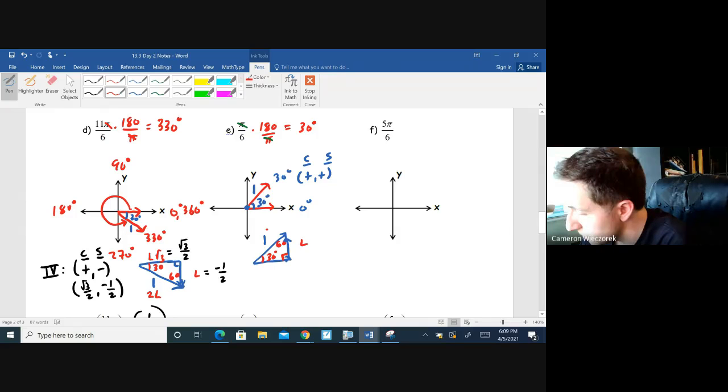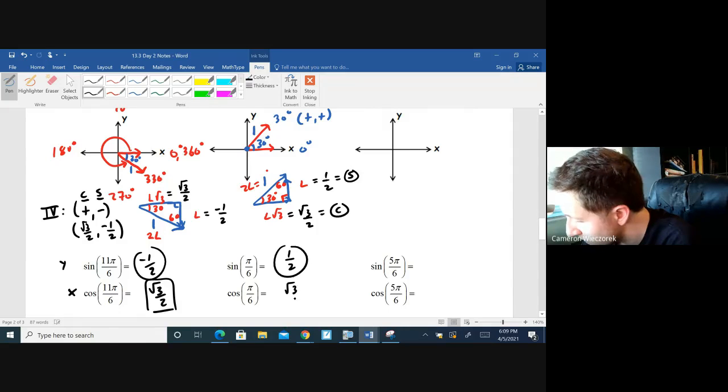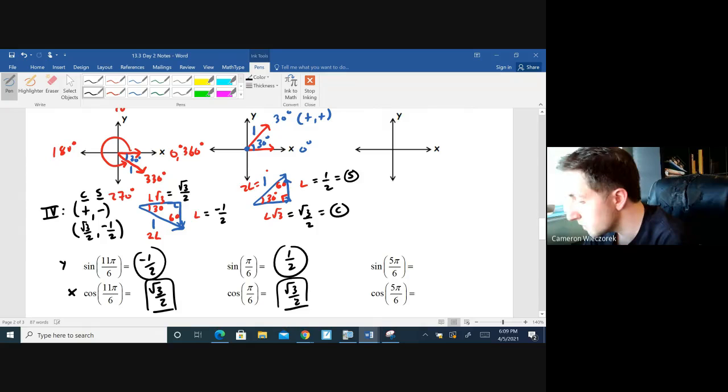Here's L across from 30. 2L is your hypotenuse. L rad 3 is across from 60. So L would be 1/2, and L rad 3 would be rad 3 over 2 in this case. Okay. Cosine is x, so this one's your cosine. Sine is y, so this would be your sine is 1/2. Both positive because I'm in quadrant 1.